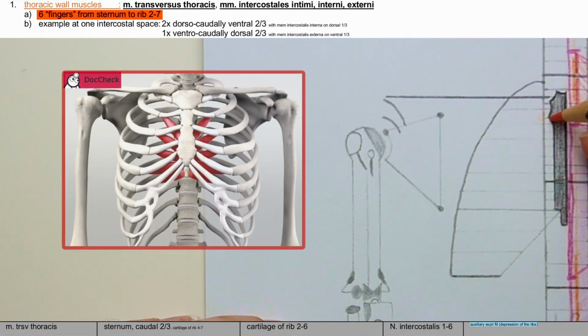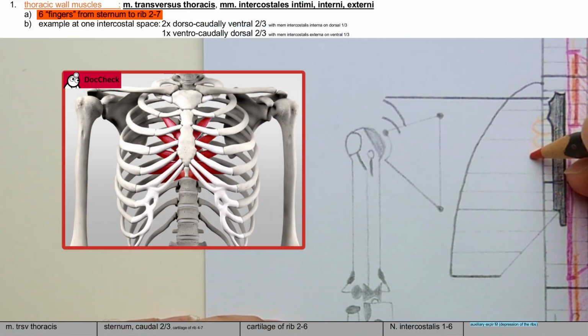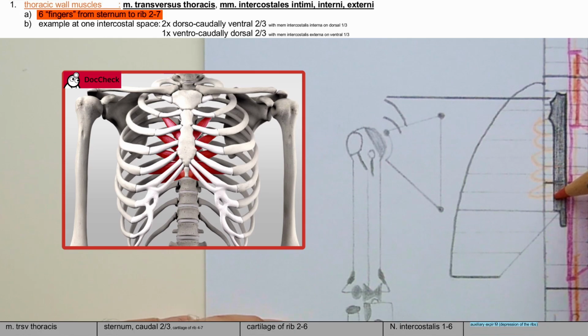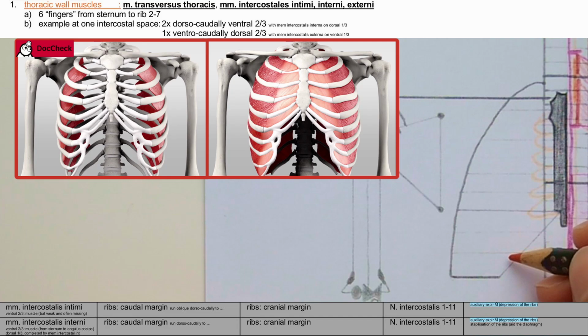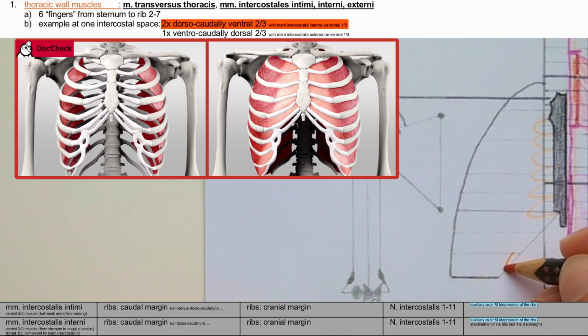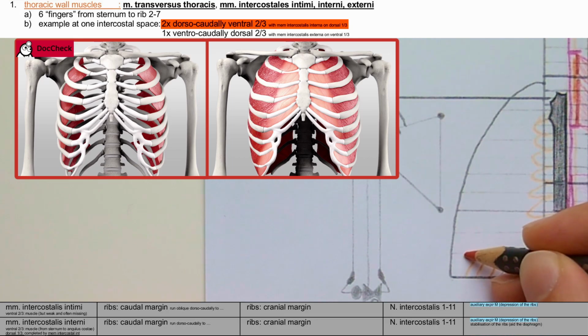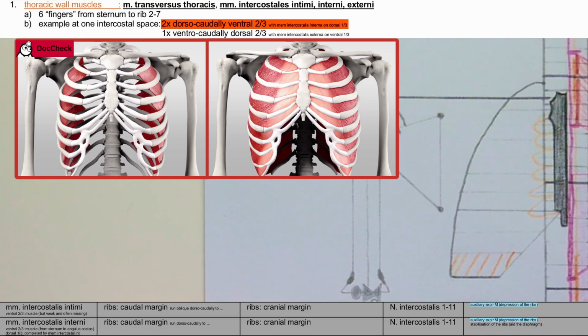We draw the musculus transversus thoracis finely as 6 fingers from the sternum to rib 2 and 7. Next, we have the intercostal muscles, which basically completely fill the space between the ribs. The musculi intercostales intimi and interni run from the upper rib dorsocaudally to the lower rib.